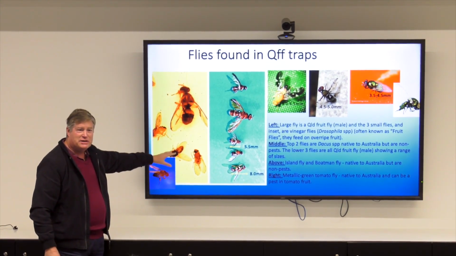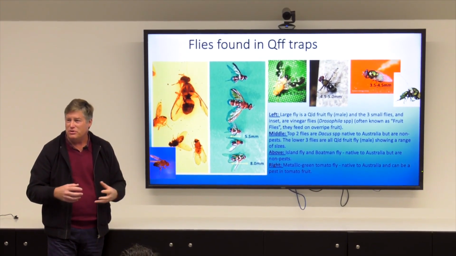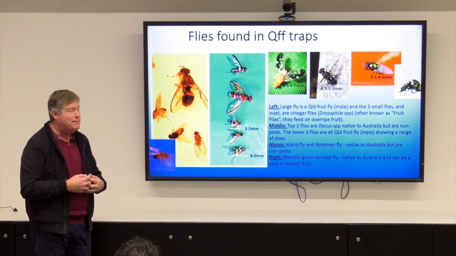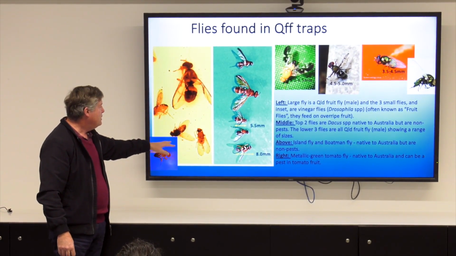You generally find these in your fruit bowl, in your home. If you happen to have some grapes or fruit that's overripe, bananas, they love them. And they seem to come out of nowhere and grow there.